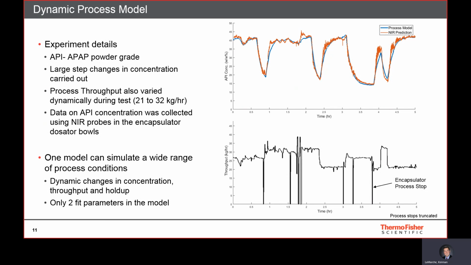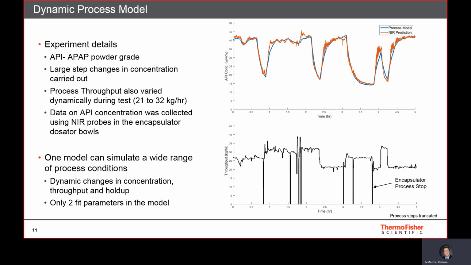So here's the process model. It's being compared to the data set that was collected for checking the model. The model was calibrated against a different data set, which was collected about 6 months before the trial shown here. The experiment used acetaminophen and was carried out with large step changes in API concentration.